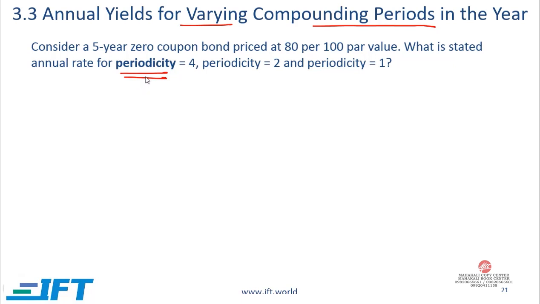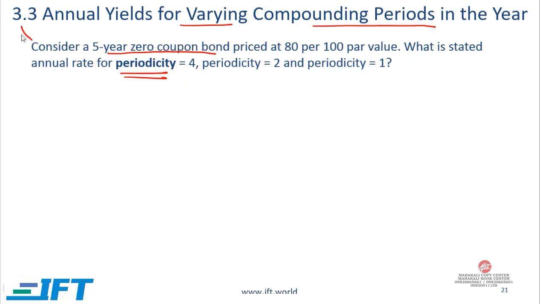For a coupon paying bond, the concept is straightforward because let's say you have a bond which pays a coupon every 6 months, then the periodicity is 2 because we compound twice in a year. If a bond has 4 coupon payments in a year, in other words every quarter, then the periodicity would be 4. But what do we do with a zero coupon bond? Here the periodicity is arbitrary. So depending on the periodicity we use, the stated annual rate will be different.